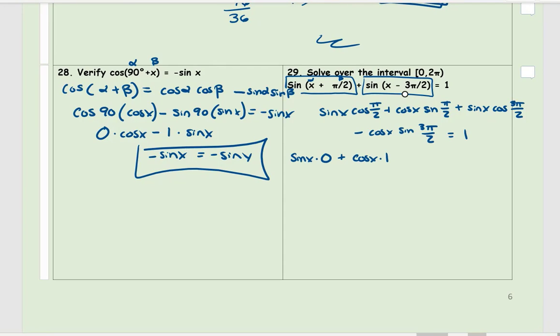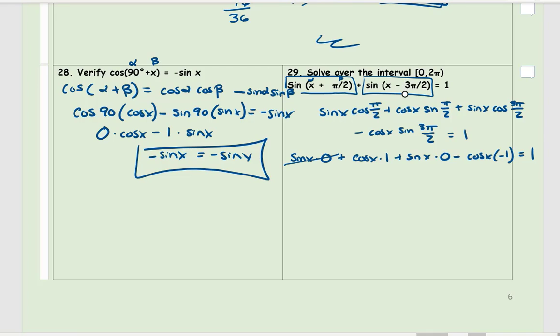Then we have sine of x times cosine of 3 pi over 2. And cosine of 3 pi over 2 is 0. So we have plus sine of x again times 0. And then last we have minus cosine of x times sine of 3 pi over 2. And sine of 3 pi over 2 is equal to -1. And again, that's all equal to 1.